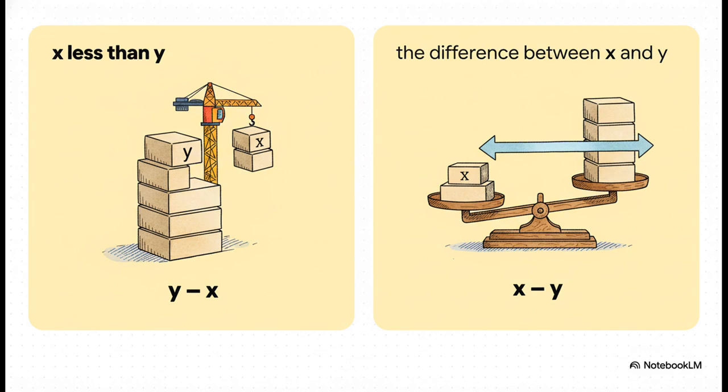Okay, pay really close attention to this one. The phrasing is super subtle, but it changes everything. The difference between x and y translates to x minus y. Simple. But the phrase x less than y actually means you start with y and take x away from it. So it becomes y minus x. Seriously, reading carefully is half the battle.